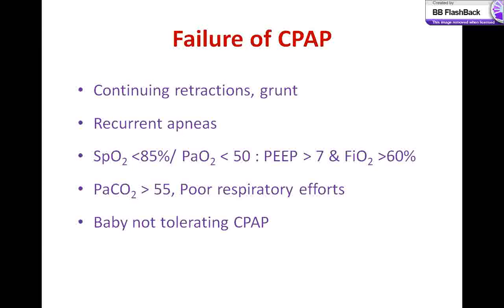Now, what is the criteria we say that a baby has failed CPAP, and when do we go for ventilation? If a baby on CPAP continues to have retractions, increased work of breathing as suggested by the grunt and retractions, or if he continues to have recurrent apneas while he was on CPAP, he continues to be hypoxic, meaning saturation less than 85% or a PaO2 less than 50 mm of mercury on pressures of more than 7 and FiO2 more than 60%, or if the infant has poor respiratory efforts and has a PCO2 more than 55 mm of mercury, or if the baby is fighting the CPAP too much, we consider that CPAP has failed, and this is the time to start the baby on ventilation.